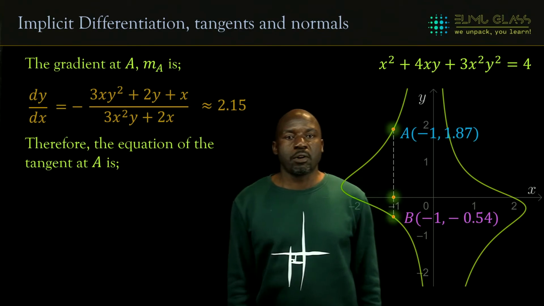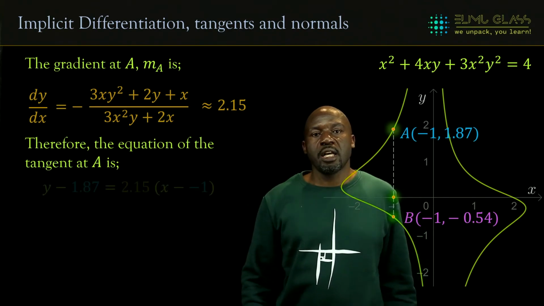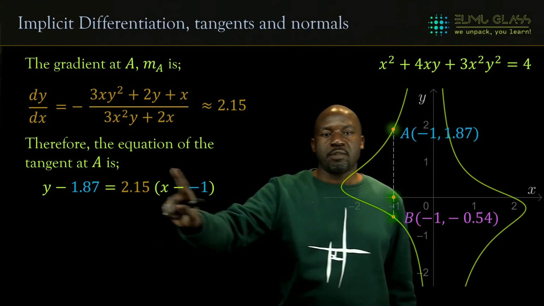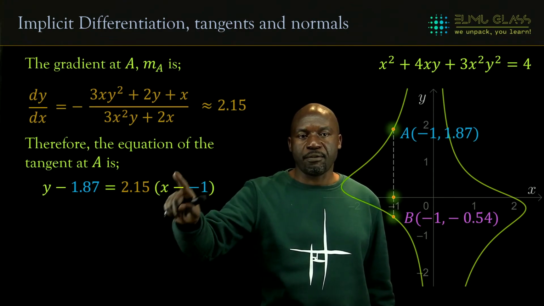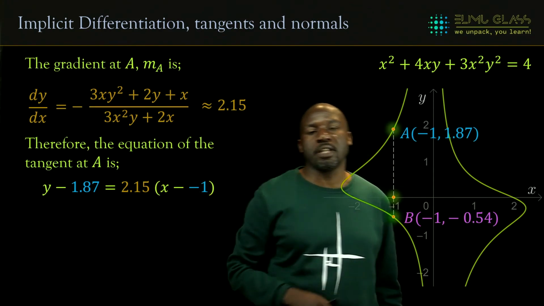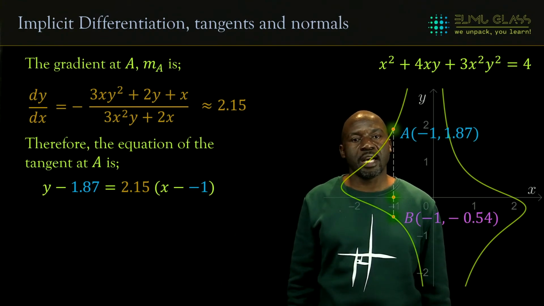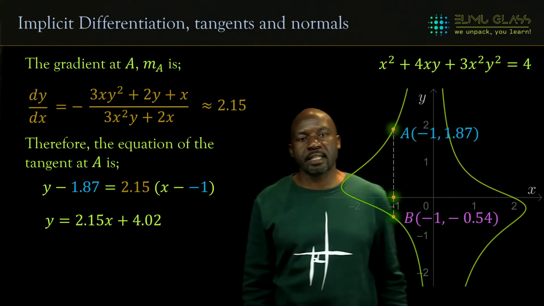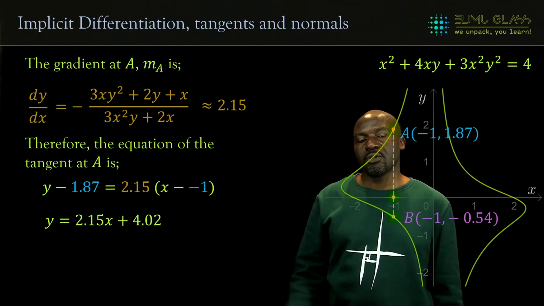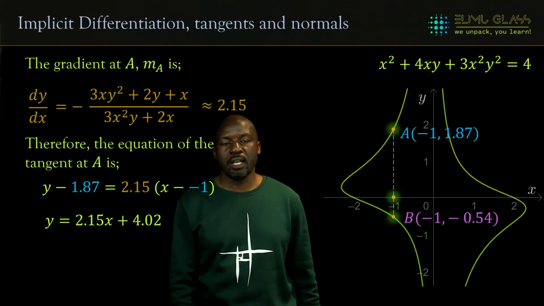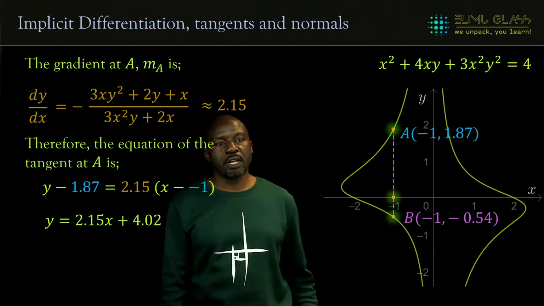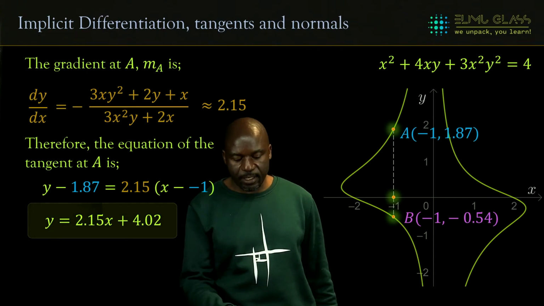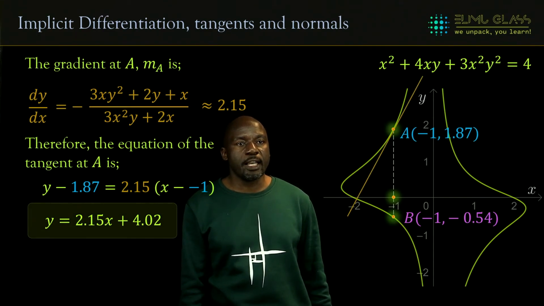And so because we know the coordinate and we know the gradient, we can now say that y minus 1.87 must be equal to the gradient, which is 2.15, into x minus the x coordinate, like that. And this is actually the equation of the line. If you simplify that, you should get y is 2.15x plus 4.02. This is the equation of the tangent to the curve at point A. That's the equation of the line that just kisses the function at A like that.